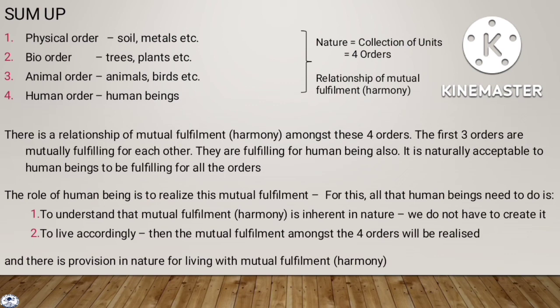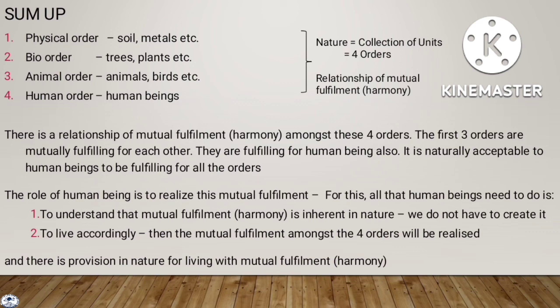That is our goal, to bring the relationship of mutual fulfillment, that is harmony. There is a relationship of mutual fulfillment already there in the 4 orders. The first 3 orders are fulfilling mutual happiness, that is already there. They are fulfilling for human beings also, so they are helping. And it's naturally acceptable to human beings to fulfill all the 4 orders. It is not about some scientific truth, but it is naturally acceptable. The role of human beings is to realize the mutual fulfillment and bring prosperity in the nature, not only in the family, in the nature also.